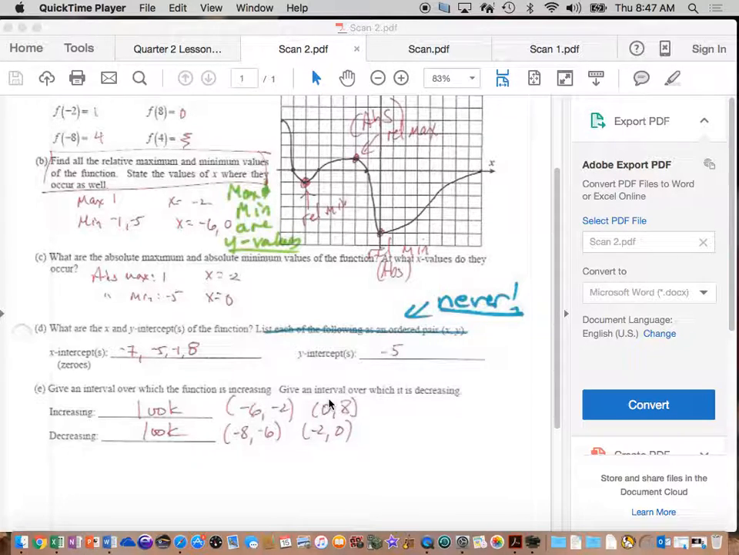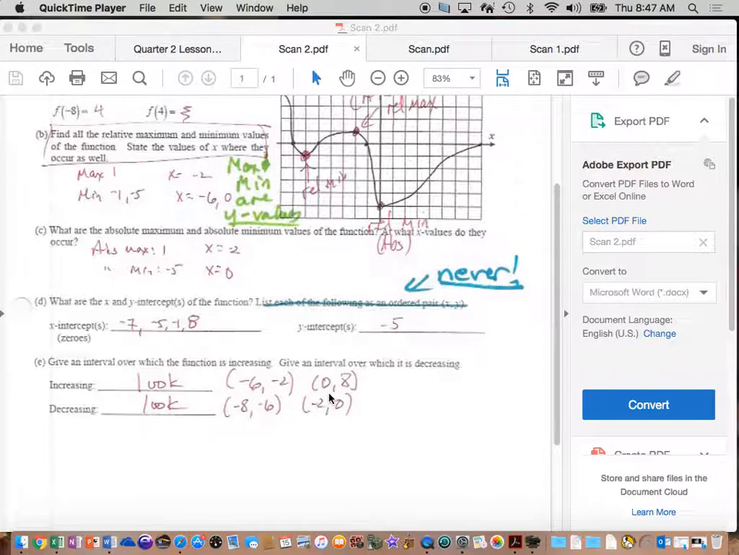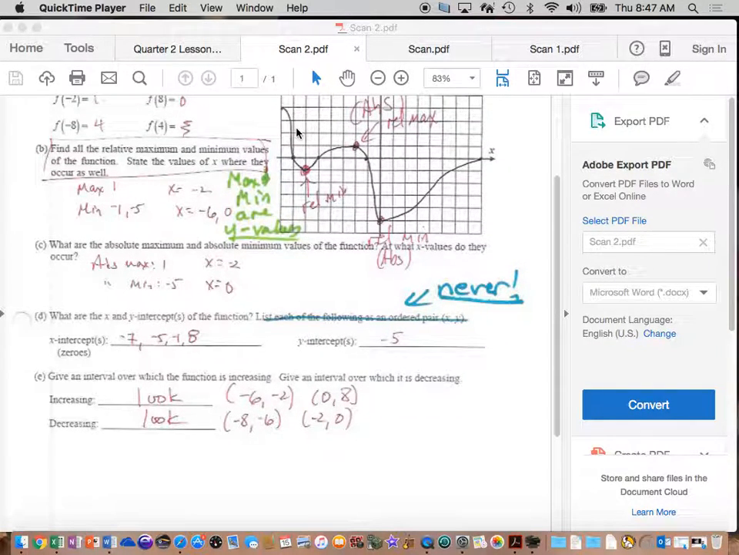And as far as increasing and decreasing goes, we're still having a little bit of a problem with this. Everybody's looking, I hope. Do you see how, if this was a water slide, you would be going down? That's decreasing when you go down. This is what? Increasing. Now I am decreasing. Now I am increasing. So I have to pick those intervals.